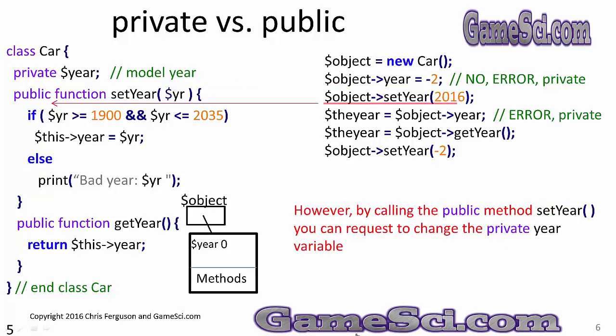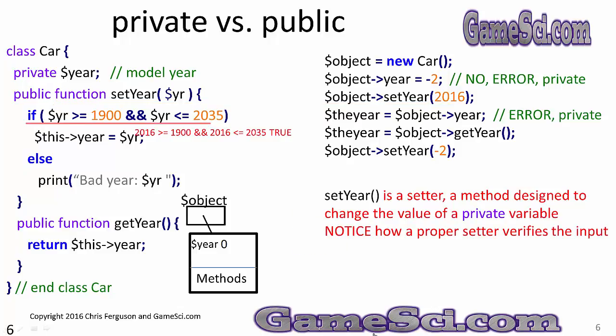What can it do? It can call setYear. By calling the public method setYear, it can request to change the private year variable. I'm going to go to the $object variable. The arrow says go inside of it and run the setYear method. It's going to jump over here to setYear and execute. Inside setYear, this is what we call a setter. The method was designed to change the value of the private variable.